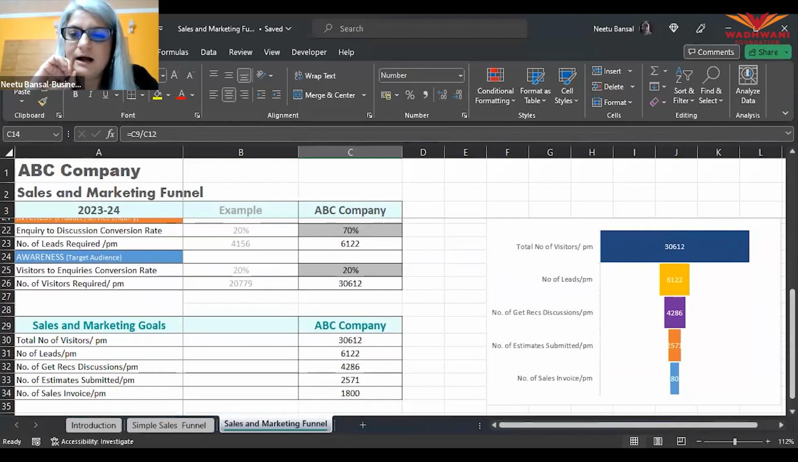Okay. So any questions on this before we move ahead on how we evaluate this? Clear? Right? Pretty simple enough if you work on this stage by stage.